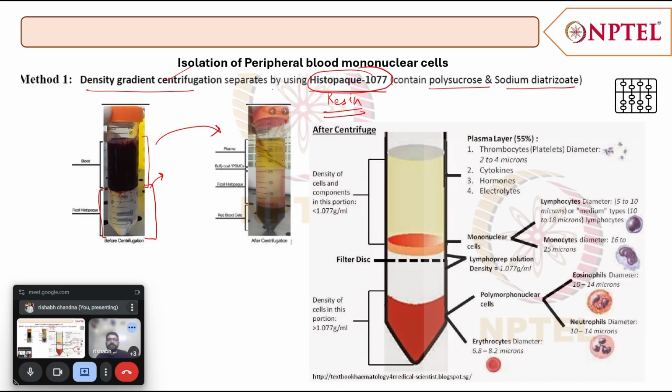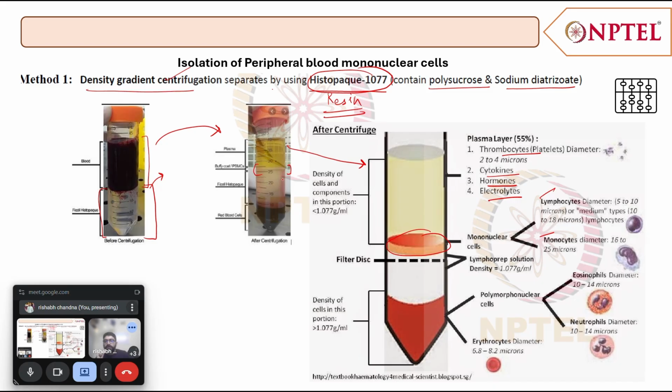So the first layer is the plasma, which is pale yellow in color. It will have thrombocytes, cytokines, different hormones, and electrolytes, other than the basic cells present in the blood. Then we have a small layer of cells called the buffy coat, which has peripheral blood mononuclear cells. So this is the buffy coat after the plasma layer, and it will have lymphocytes and monocytes.